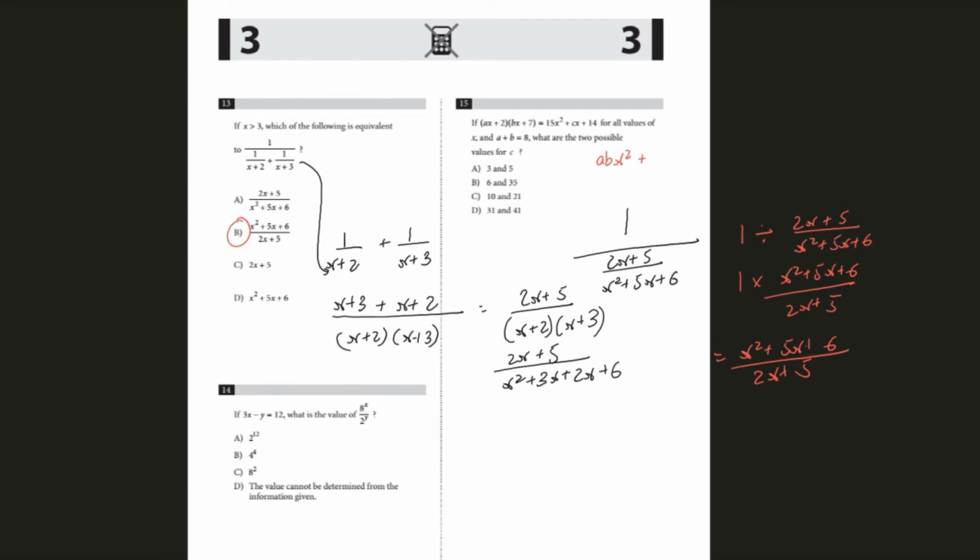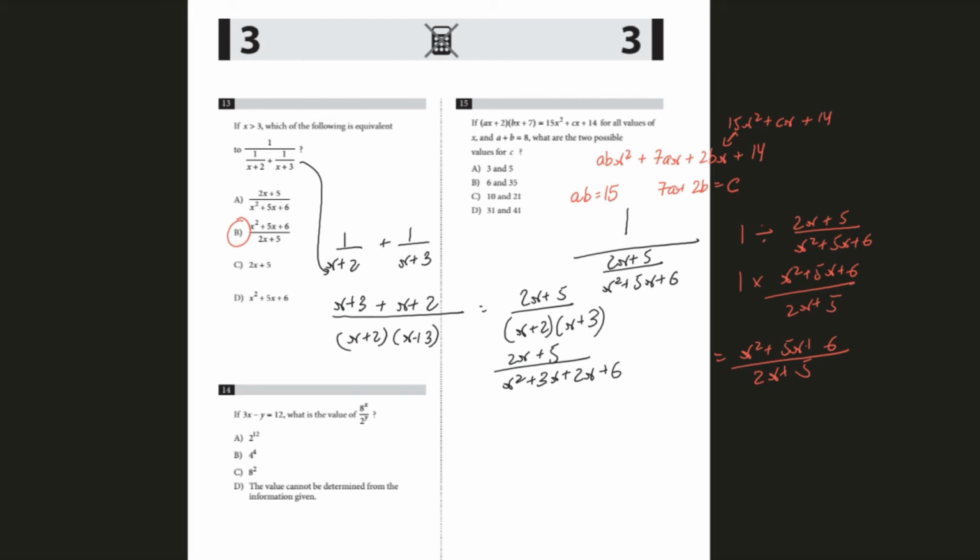plus 7ax plus 2bx plus 14. So this and 15x squared plus cx plus 14 are the same things. So look at the coefficients, right? x square's coefficient is 15, and here x square's coefficient is ab. So ab is equal to 15. For c, here we have 7a plus 2b. So 7a plus 2b is equal to c, right?